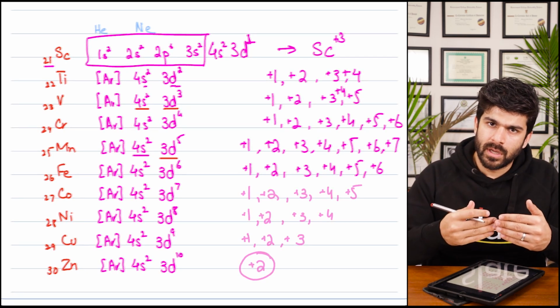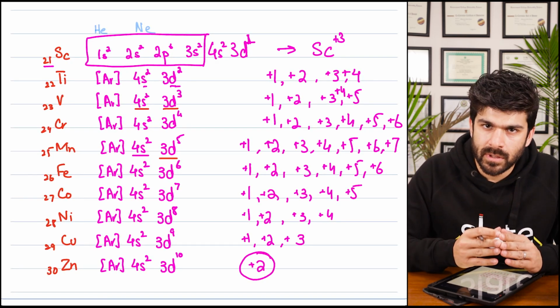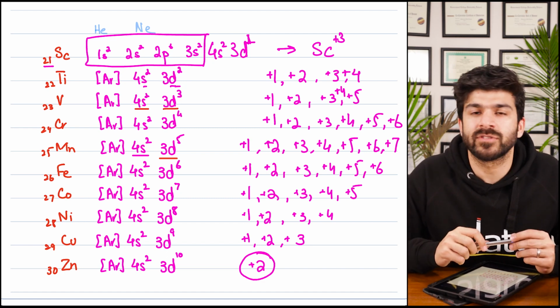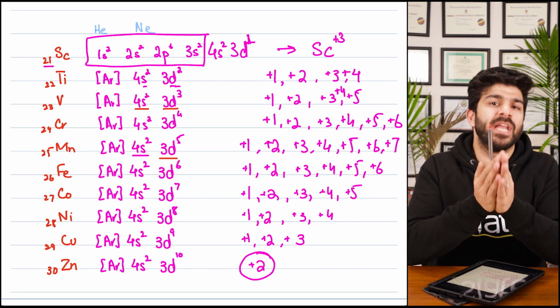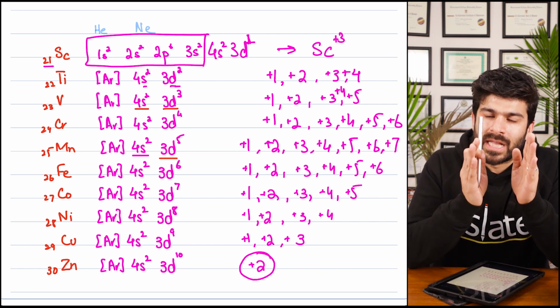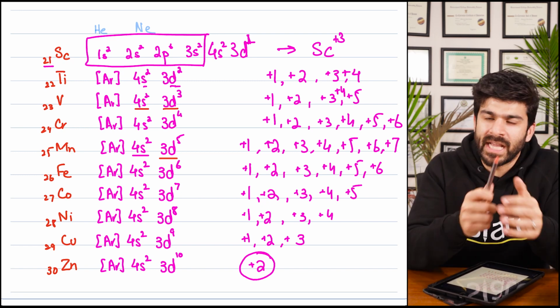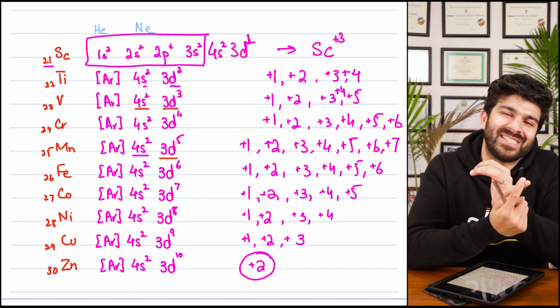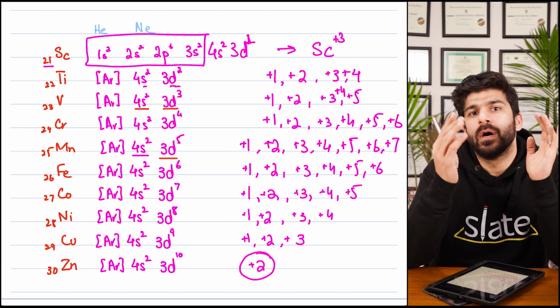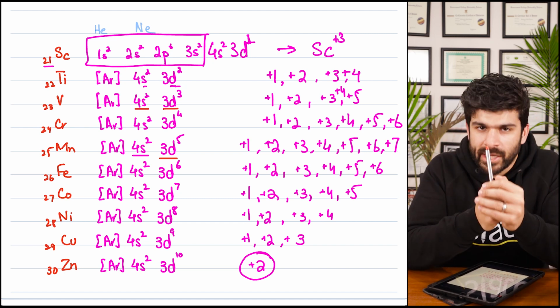Now, why does that happen? That we'll study in the topic of stability constant. But this is the reason they have variable oxidation states. And that is all for this video. In the next video, we'll talk about why do they form complexes and why do they have colors.